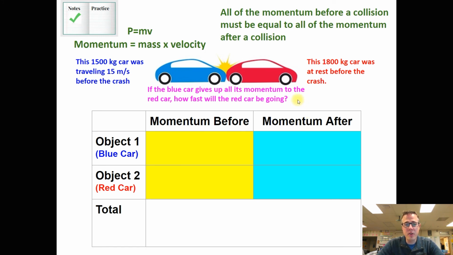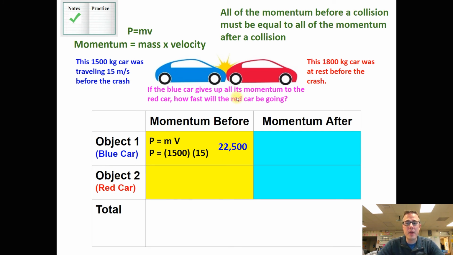So we just start filling it in using momentum. So we're going to start with the blue car. We want to find the momentum before the crash for the blue car. So we need its mass and we need its velocity, since momentum is mass times velocity. So in that box, we're going to go momentum equals mass times velocity, and we're going to plug in the things we know about the blue car. We pulled from the information above that it has a mass of 1,500 and that its velocity was 15. Calculate those out. We know that the momentum of the blue car before the crash was 22,500.